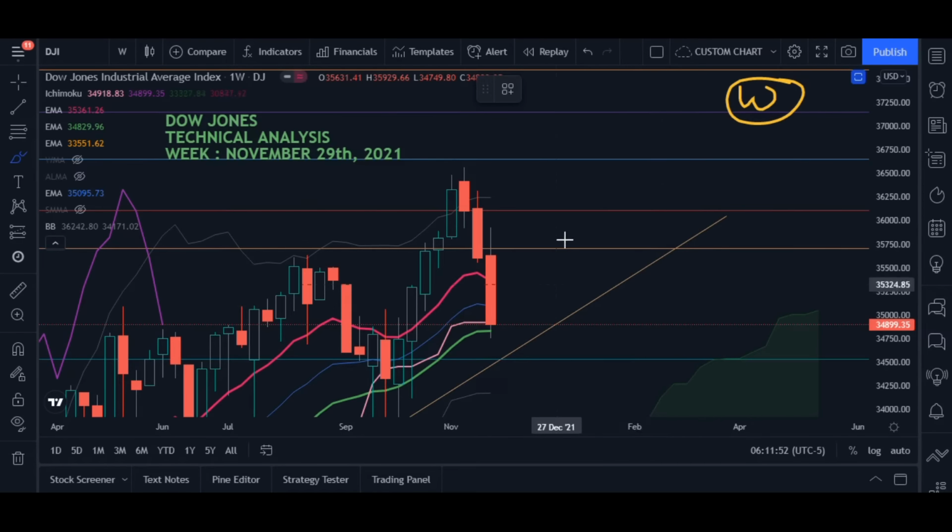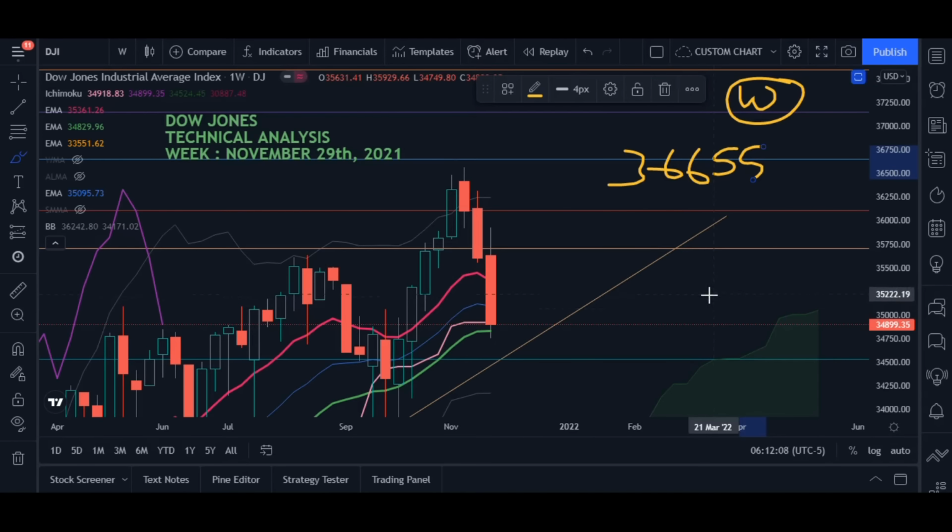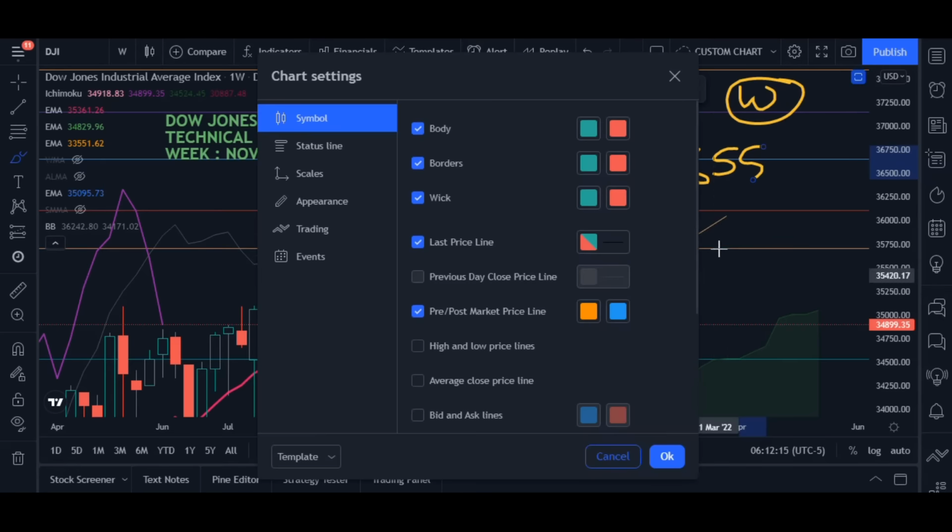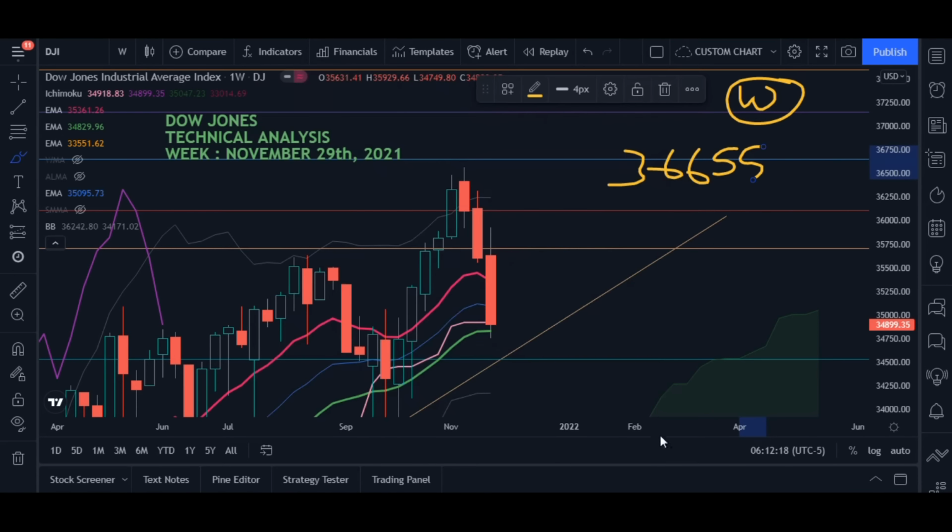we have these support and resistances here. Let me write it down. We have very heavy resistance at 36,650, but now it is not expected that the market will move from 34,900 to 36,600. Let me just remove this line. It is more clear here. Then we have one more resistance at 36,110.